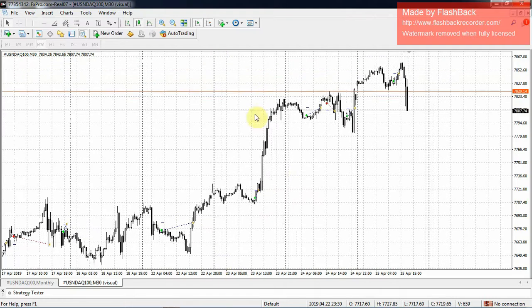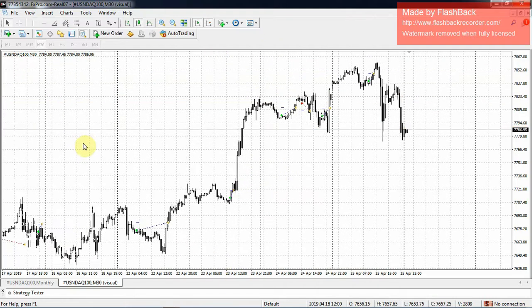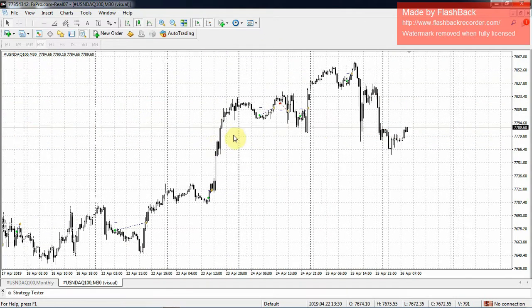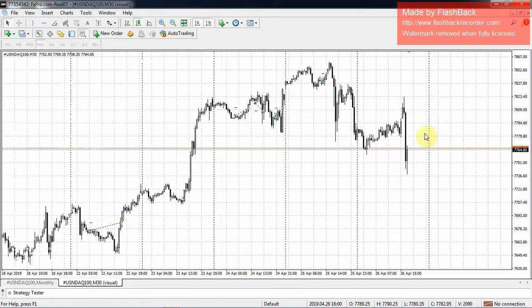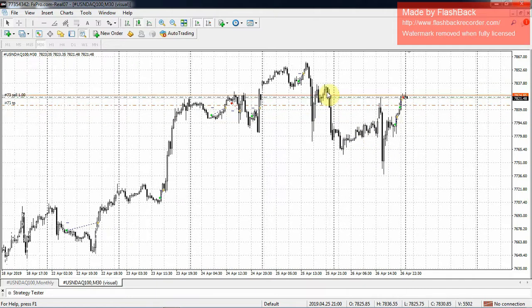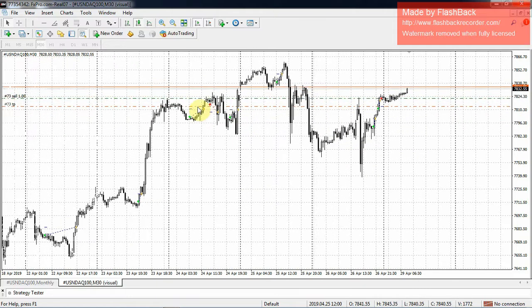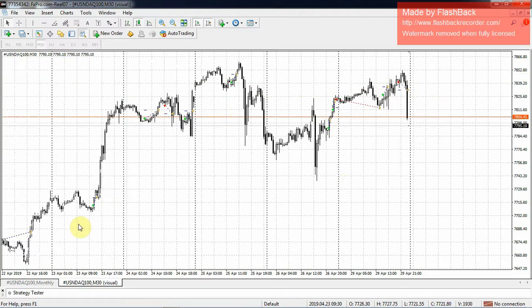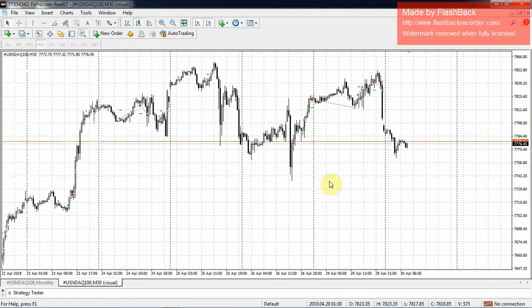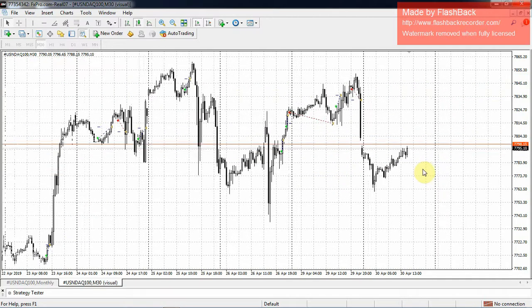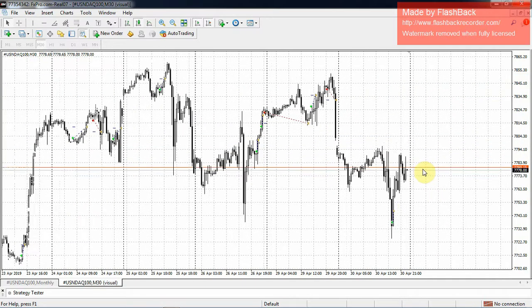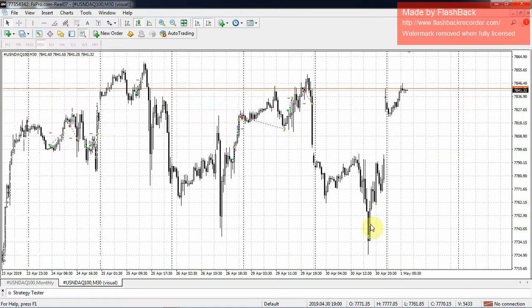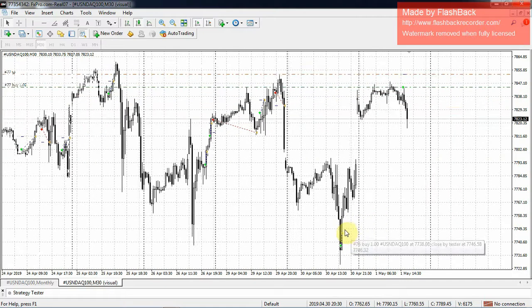So this is a robot in action, as it would have traded, because we're using the backtest history for FX Pro. We are testing the robot on the historical data for FX Pro to see how the robot would have traded, using historical data on MT4 MetaTrader 4 strategy tester. That's a quick buy there.